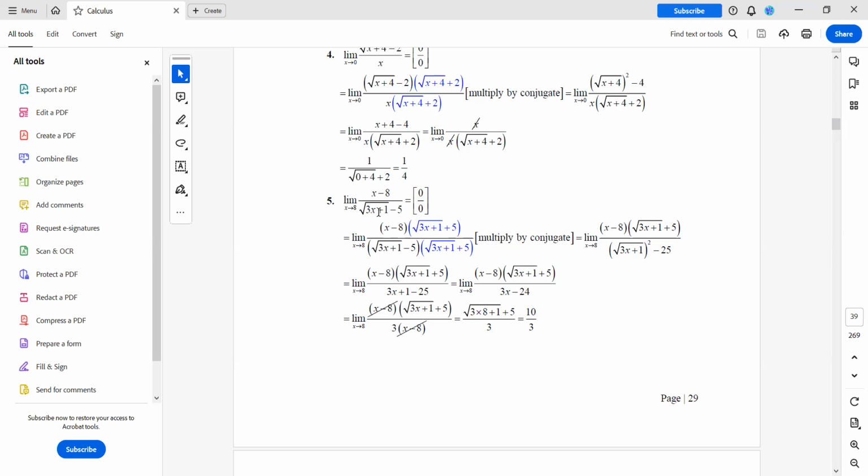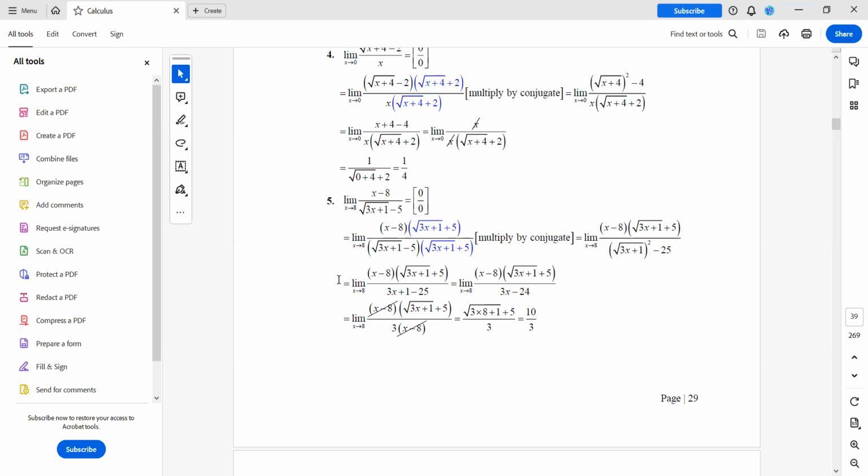Anywhere I see x, I put in 8. So I have square root of 3 times 8 plus 1 plus 5 over 3. 3 times 8 is 24, plus 1 is 25. Square root of 25 gives me 5. So 5 plus 5 is 10 over 3.